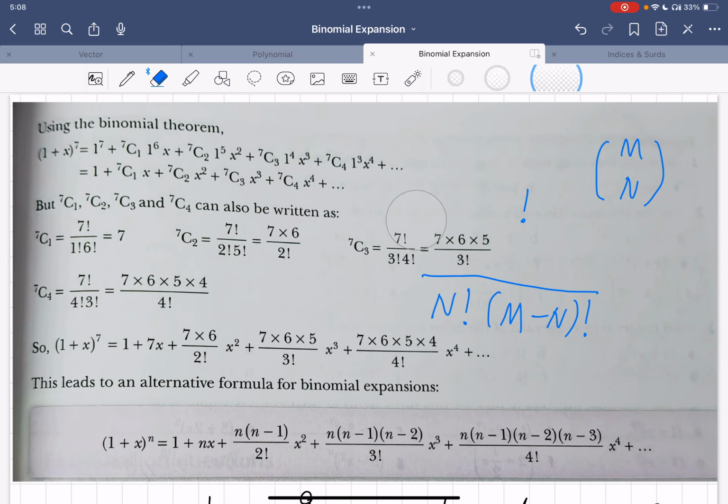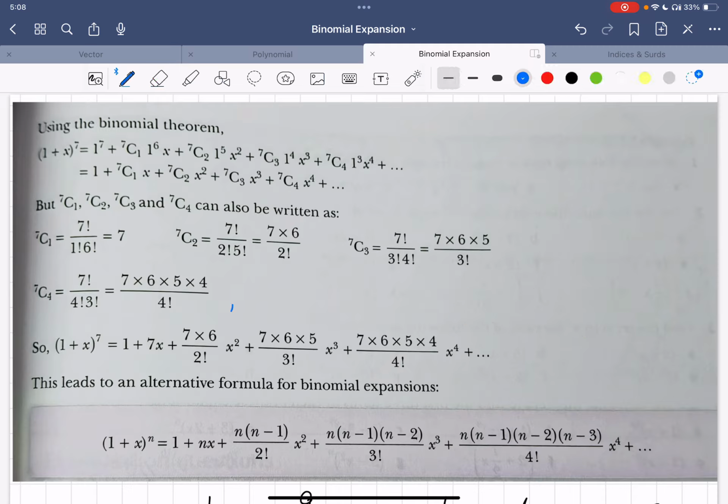Let me rewrite it better so you can get a clearer idea. So mCn should be equal to m factorial divided by n factorial times m minus n, the subtractant between them, and then factorial. Okay, you can take a note for this formula, for this result.